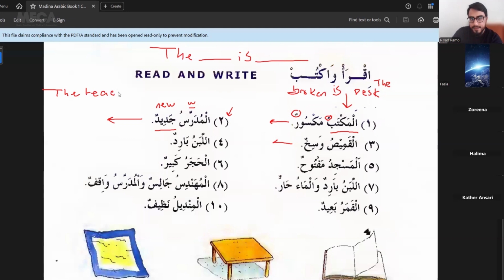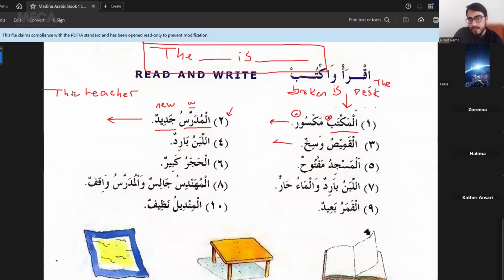The new teacher. All of this right here is the blank is blank. Okay? So let's do this sentence together. What is the first one? The teacher. Al-mudarrisu. Good. Jadidu. What page are we on? Sorry, 19. Okay, thank you. So the first one, the teacher. Now let's complete the sentence.